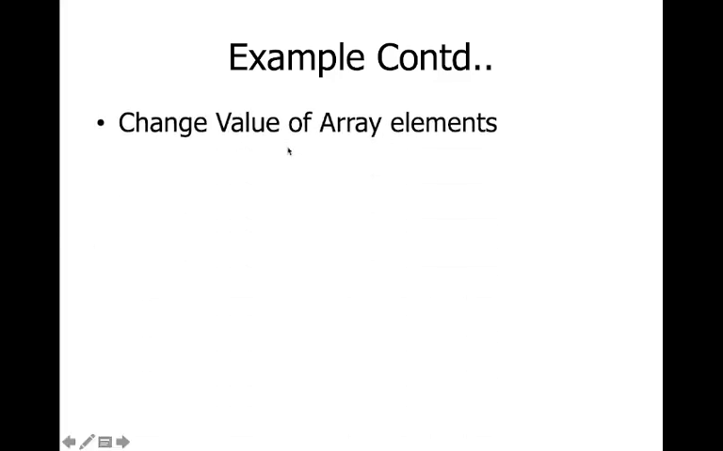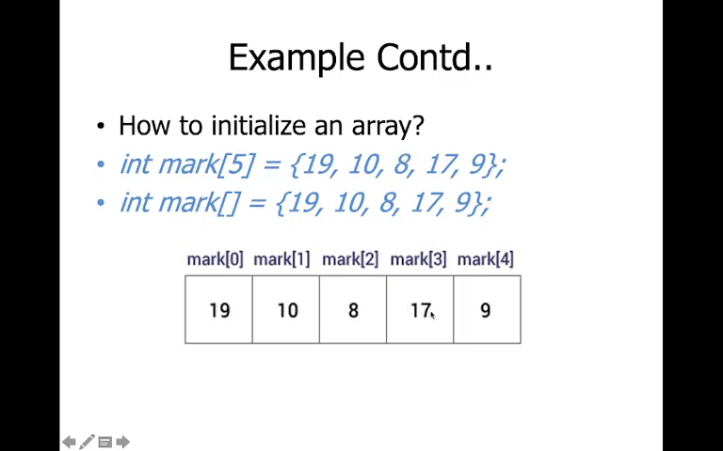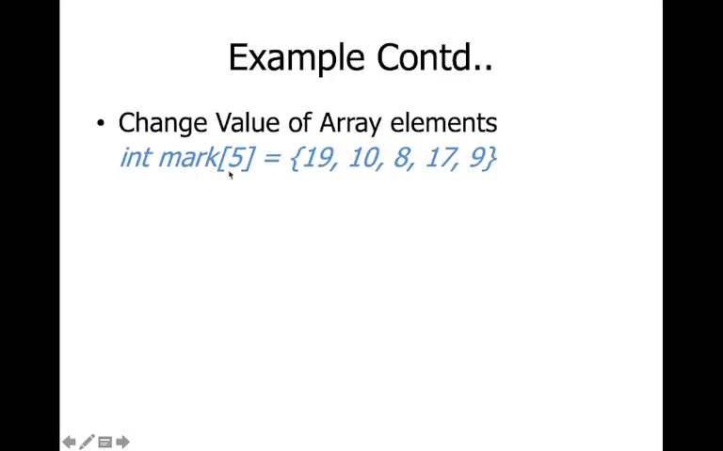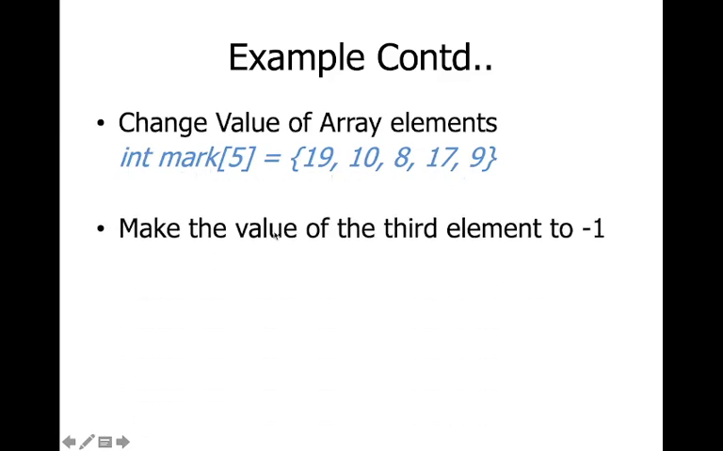So how to change the value of array elements? If I want to change some value from this, how to change it? It is simple. If I have an array like this and I want to change the value of the third element, so third element means 0, 1, 2, mark of 2 should be changed to minus 1. It is simple like this: mark of 2 equal to minus 1. So minus 1 will be assigned to mark of 2. That is, 8 will be changed to minus 1.